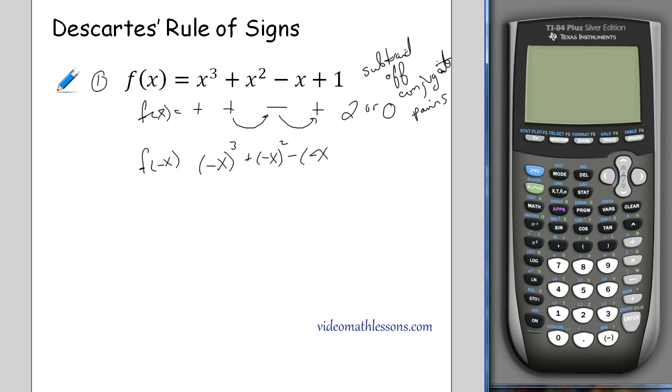Now, what does this do? Well, let's think about this. If you have an odd power, it stays whatever it was. So this turns out to be negative x cubed. Even powers always become positive, excuse me. So a negative x squared will turn positive. So this would be plus x squared. And I'm using the signs here also, so I'm just working the problem down.